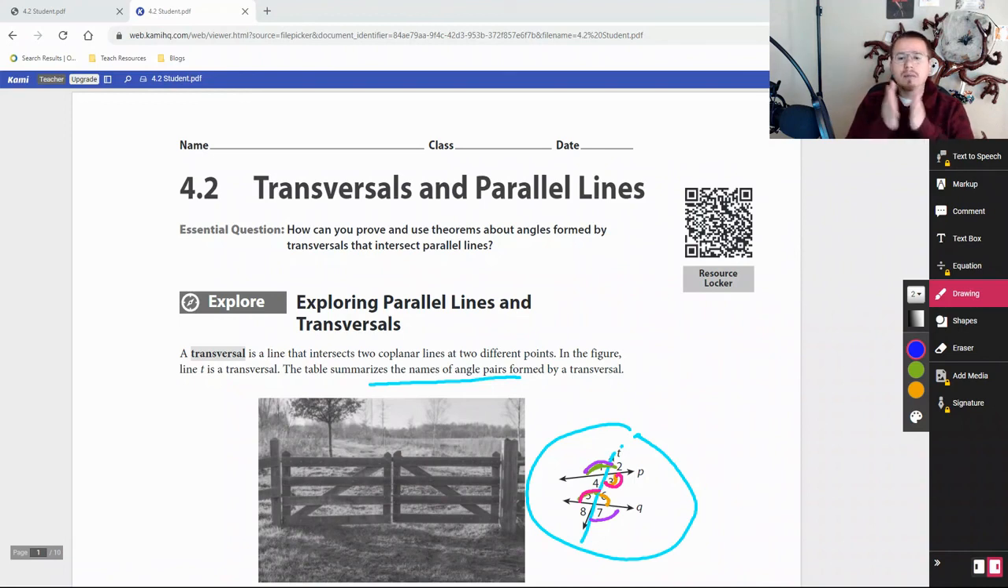So using the postulate and theorem lets you prove other theorems and other pairs of angles, and that's the beauty in this, is that once you can figure out what you know, you can figure out everything that you don't know. So that's it, guys. Thanks for being here. Lesson 4.2, transversal parallel lines.